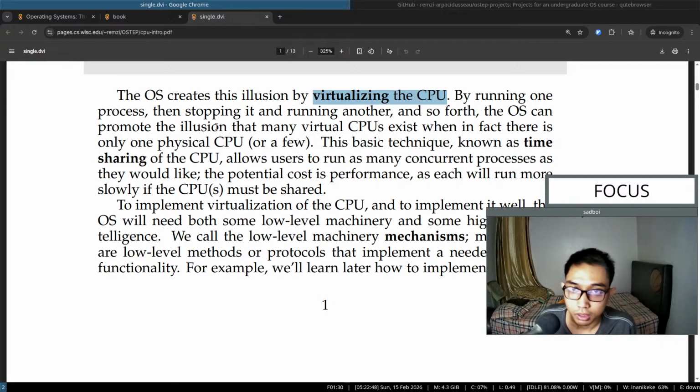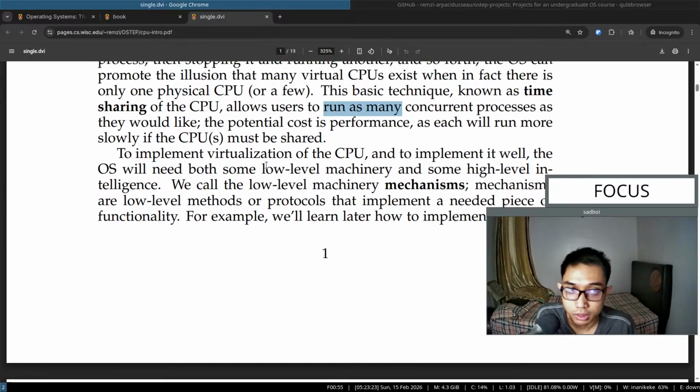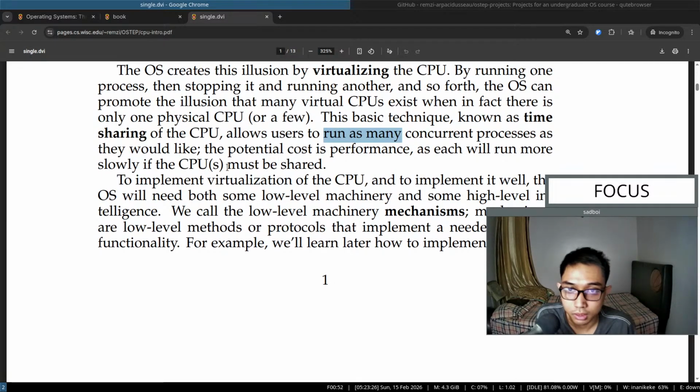The OS can promote the illusion that many virtual CPUs exist when in fact there is only one physical CPU or a few. This basic technique is known as time sharing of the CPU. It allows users to run as many concurrent processes as they would like. The potential cost is performance, as each will run more slowly if the CPU must be shared.